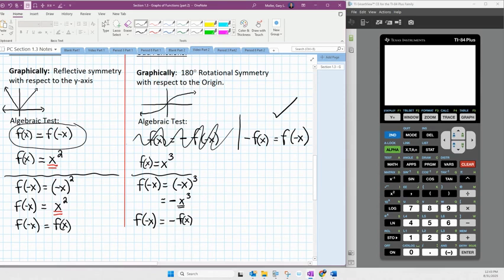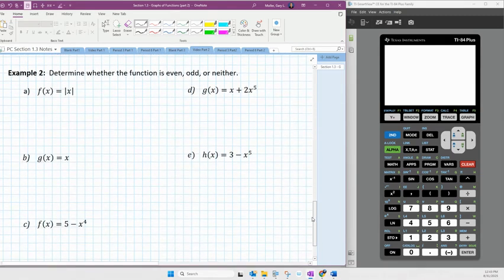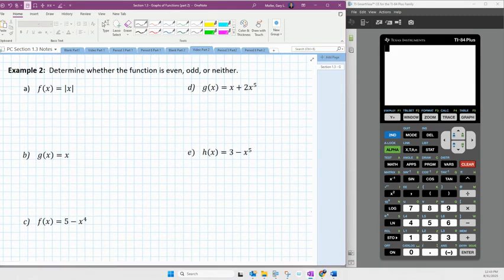Don't get too hung up on this. This is sort of the advanced part of the math. The basic part of even and odd is understanding the structure: symmetry across the y-axis, symmetry with respect to the origin. All right, so your job is to see if you can prove whether the next 5 are even, odd, or neither. See if you can figure it out, and then let's check back in and see how you did.